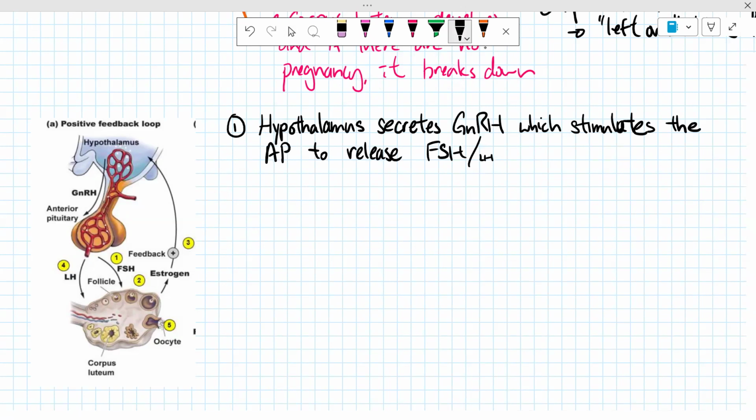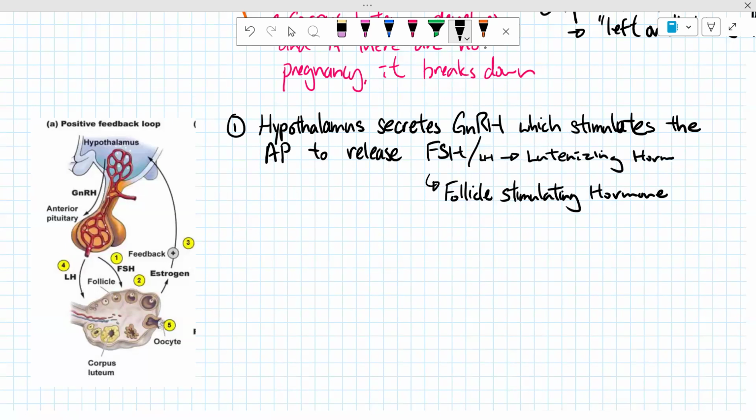So what is FSH again? FSH is the follicle stimulating hormone. Knowing what they stand for will help you memorize what they do. This one is luteinizing hormone. Because we're in the first half of the cycle, the follicular phase, FSH is the dominant one. As the name implies, it's a hormone that stimulates the follicle.